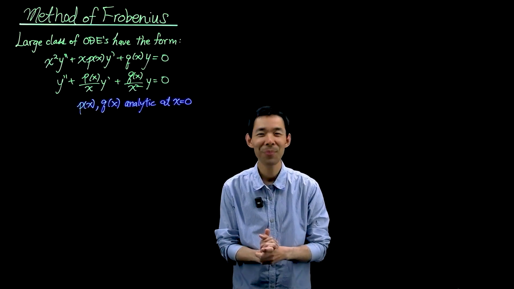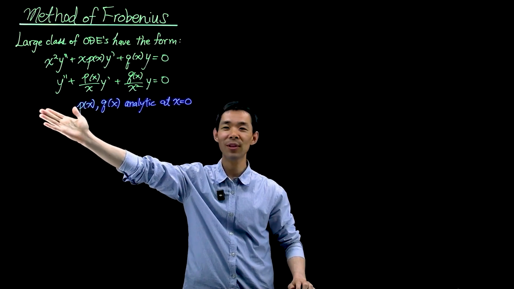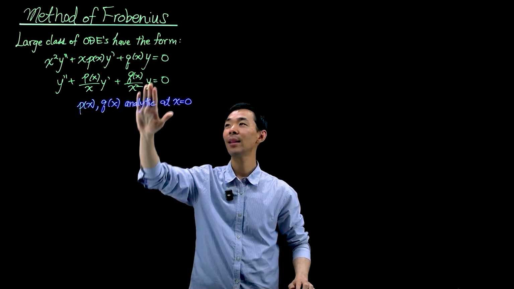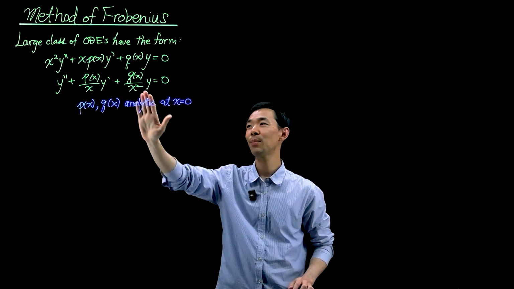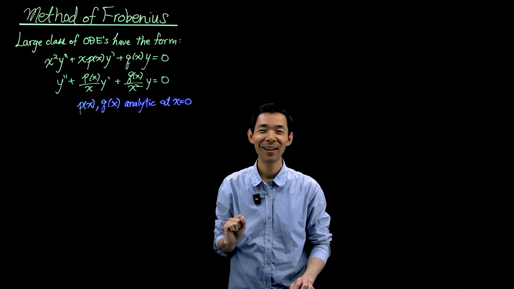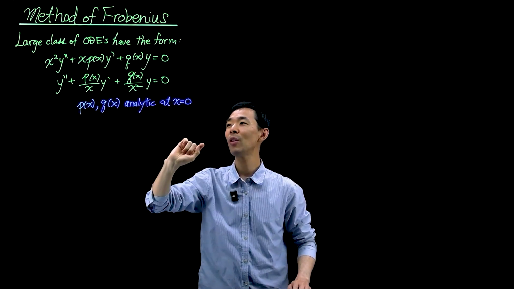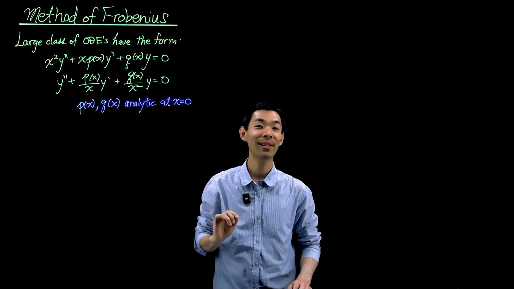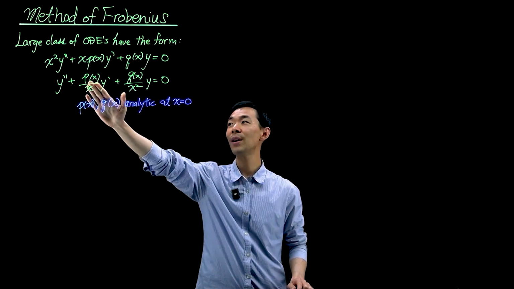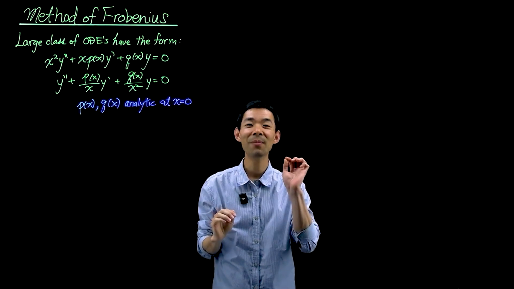So I divided through by x squared so that the prefactor in front of the second derivative is just equal to 1. The first derivative now has a p of x divided by x. And lastly, the function value y has a prefactor q of x divided by x squared. Now what's given to you is that your coefficients p of x and q of x are analytic at x equal to 0. In other words, at the value x equal to 0, the functions p and q do not diverge. They converge to some finite value.